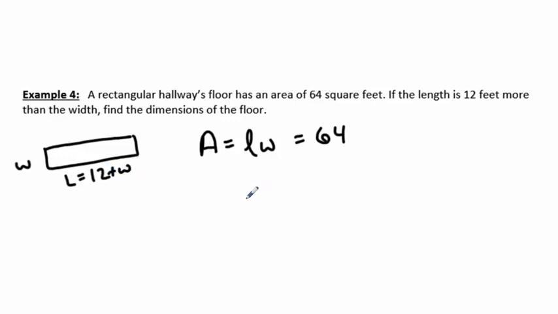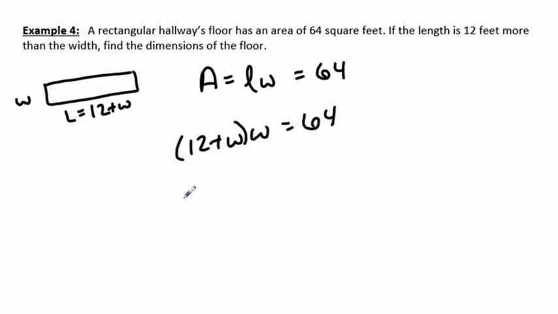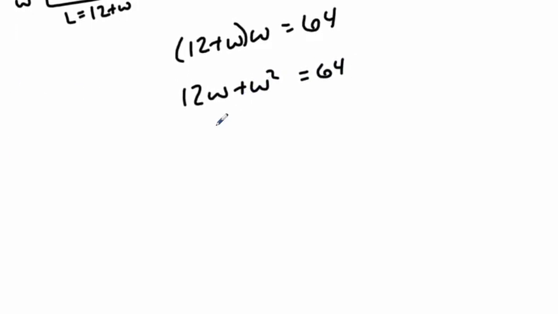Okay, so length is 12 plus w times width is w equals 64. It's going to be the equation here. Let's distribute. We have 12w plus w squared equals 64. This is a quadratic equation, so we can solve it by factoring. I want to write the w squared first. So I have w squared plus 12w, and we'll subtract the 64 over to get it equal to 0. Now let's factor.